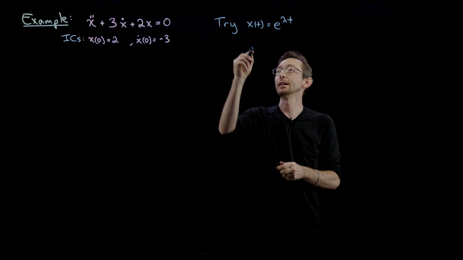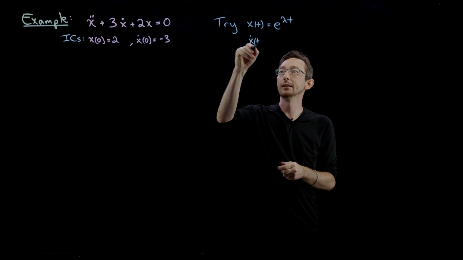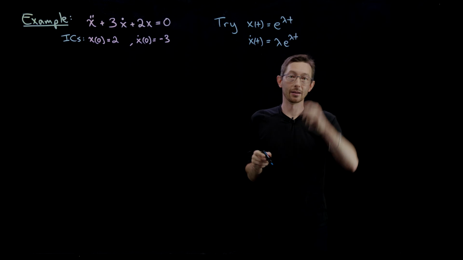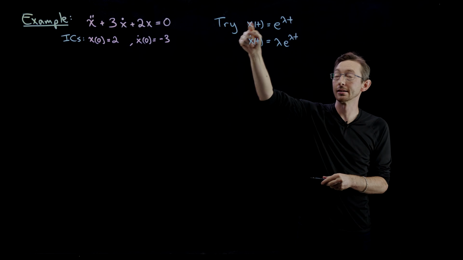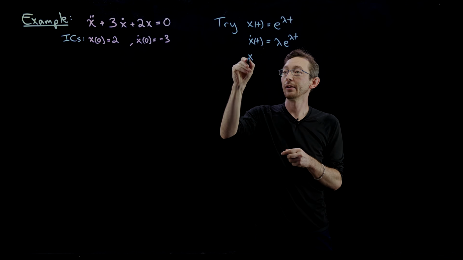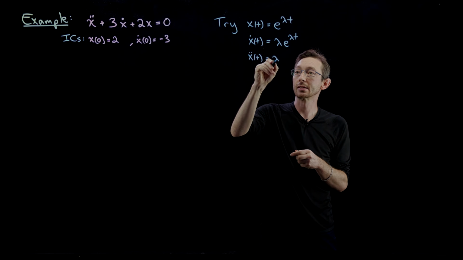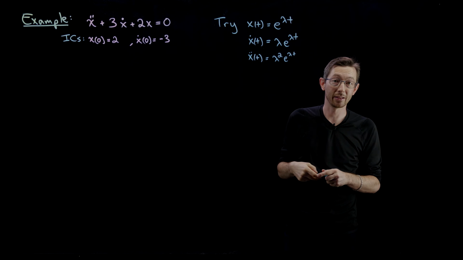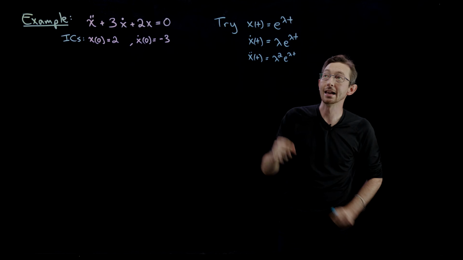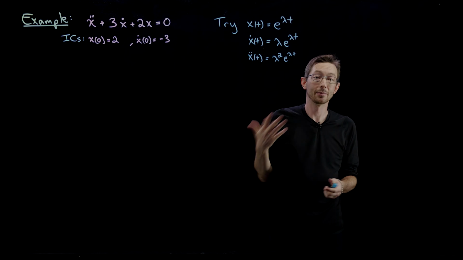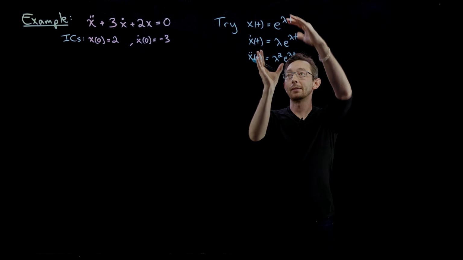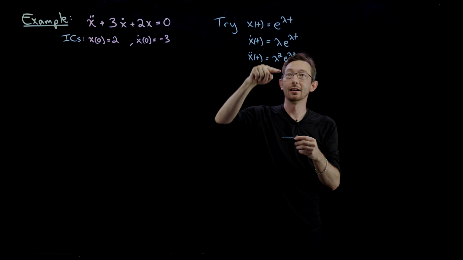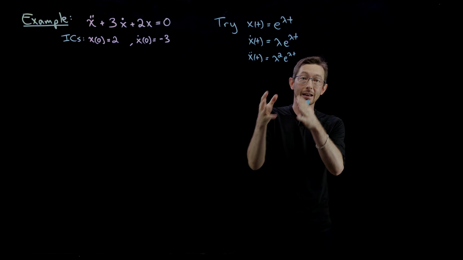And that is because when I take the derivative x dot of t, I get a constant lambda times my original function e to the lambda t. So my derivative is just a constant times x. My second derivative, x double dot of t, is just lambda squared e to the lambda t, which is just another constant times e to the lambda t. And so any amount of derivatives I take of this e to the lambda t, I'm going to get a constant times e to the lambda t, which means that if I plug all of these into my differential equation, I'm going to get a polynomial in lambda times e to the lambda t.